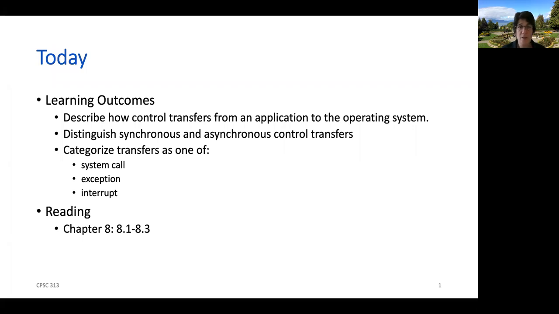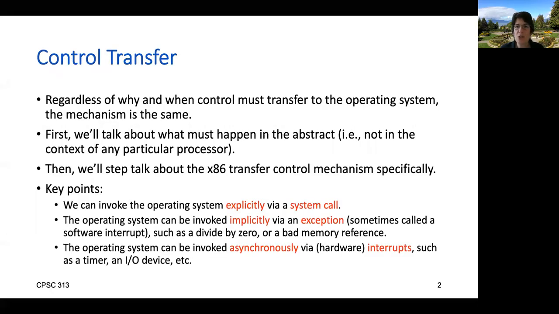One of the questions that we want to answer in this section is how do we transfer control from application programs to the operating system and back? So we call this protected control transfer, or just control transfer. And there are actually two decisions that we're going to have to make. One is when should we transfer control? And the other is how do we transfer control?